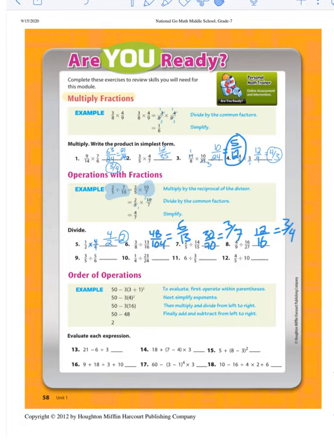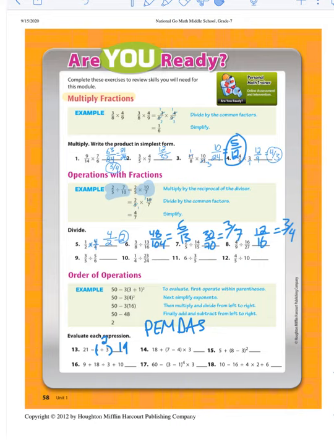Go. All right, and then the last section of review is on the order of operations. So remember, we use PEMDAS. Parentheses first, then exponents, then multiplication and division, then addition and subtraction. So in number 13, you would do 6 divided by 3 first, which is 2. 21 minus 2 is 19.